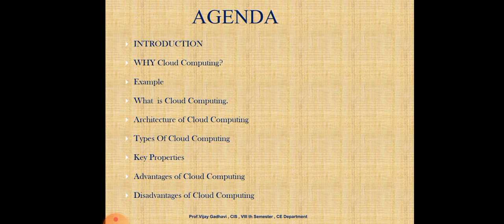Now, the outline and agenda of unit number 1. First we need to start with the introduction. Why do we need cloud computing? Few examples. What is cloud computing? Architecture of cloud computing, types of cloud computing, key properties, advantages and disadvantages. This is just the outline of unit number 1. As per the syllabus and GTU curriculum, we need to cover introduction, history, few service options, deployment models and business concerns.